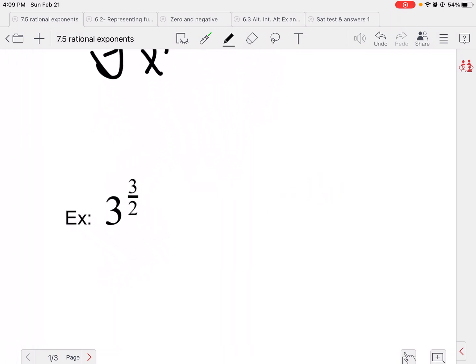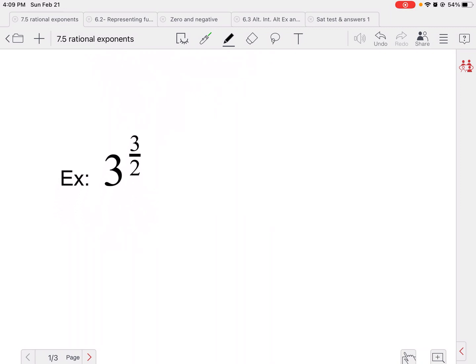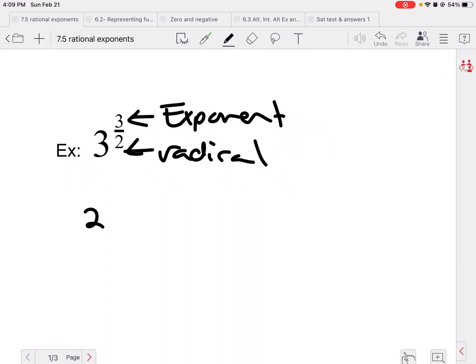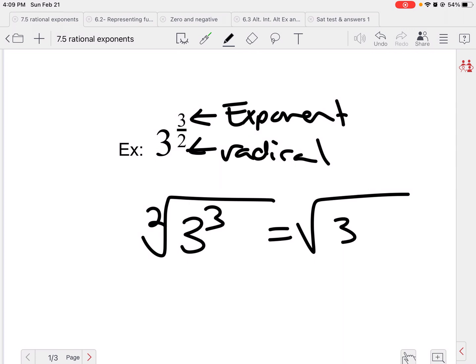We can do the same thing with number bases. So again, exponent on top, radical on the bottom. Okay, so this would be the square root of 3 cubed. We could also write this as just the square root of 3 cubed. Okay, we don't technically have to write the 2 because we don't have to for square roots. Just assume there's a 2 there. Okay, either would be acceptable.